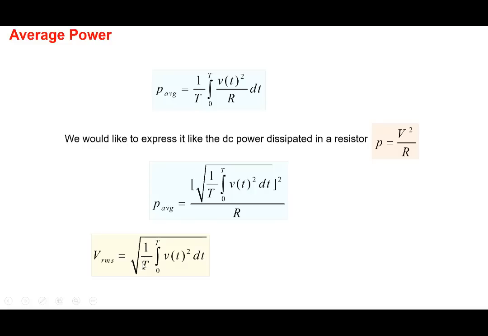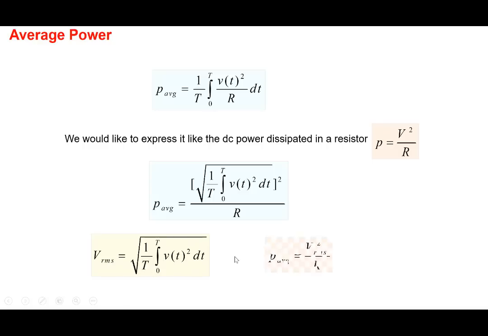VRMS is the square root of 1 over T, integral over the time period of the square of the voltage dt here. And RMS is nothing but root mean square. So it makes sense why we are calling it root mean square. We are taking a root of the mean or the average of the square of the quantity here, right? 1 over T integral 0 to T is nothing but an averaging operation, and we are taking an average of the square here. So that's why this whole quantity is called root mean square.